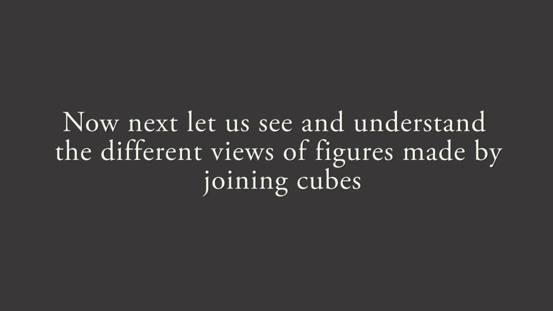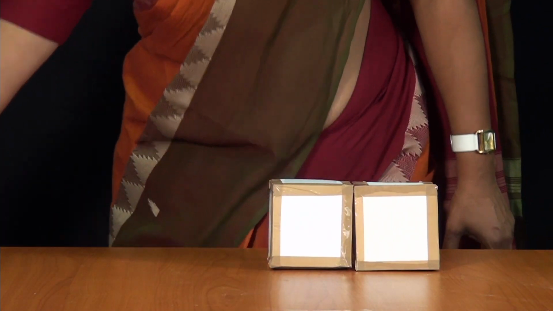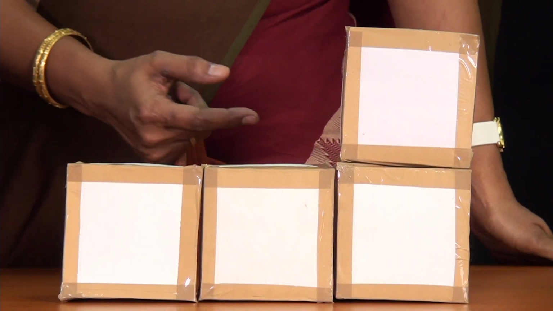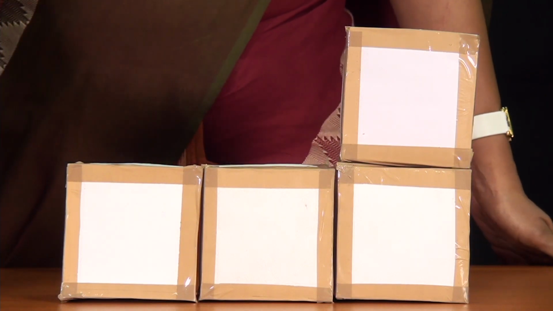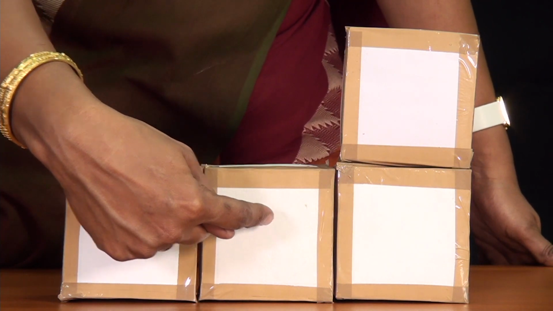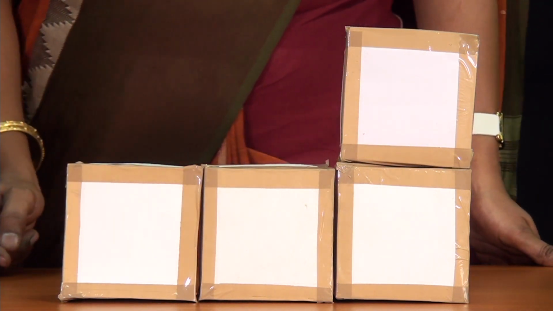Now next, let us see and understand the different views of figures made by joining cubes. Let us arrange the cubes in the form of a solid this way. Let us now look at the object from the front. What do we observe when we look at this object from the front? Yes, there are four squares seen from the front.